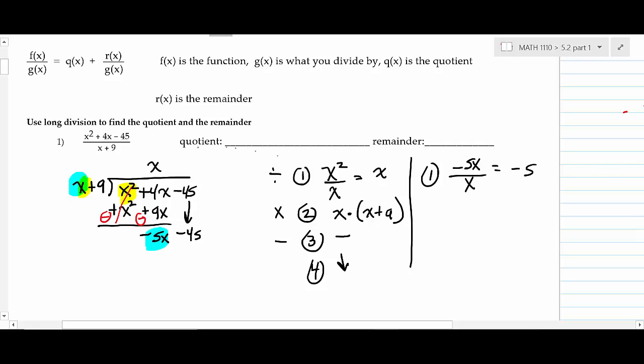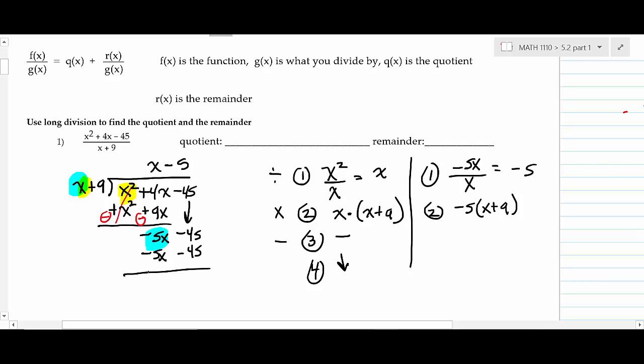Negative 5, right? The x's cancel out. So we have minus 5 there. Now it's the same stuff, so we go step 2. We're going to go negative 5 times x plus 9, and again, you do that in your head. Negative 5 times x is negative 5x. Negative 5 times 9 is negative 45, like that.